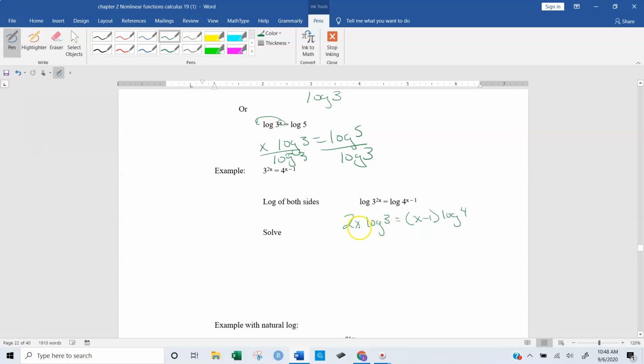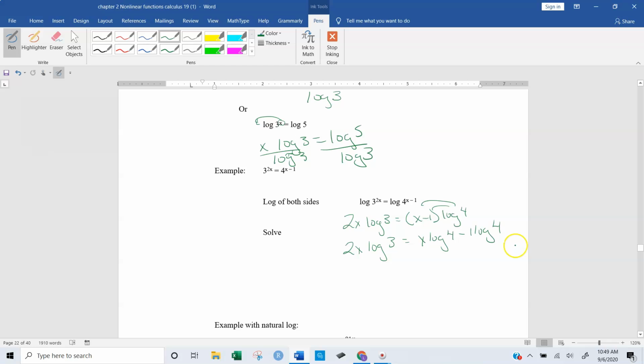I have to get this x by itself, or together, and I can't do that because it's in these parentheses, so I have to distribute this log through. So now we got 2x log 3 equals x log 4 minus, I could just put 1, but that's okay, log 4.